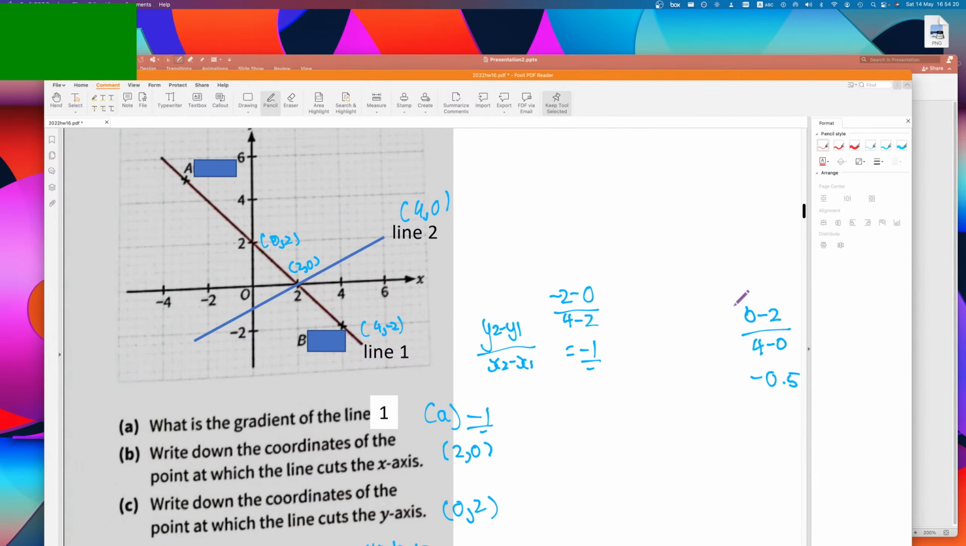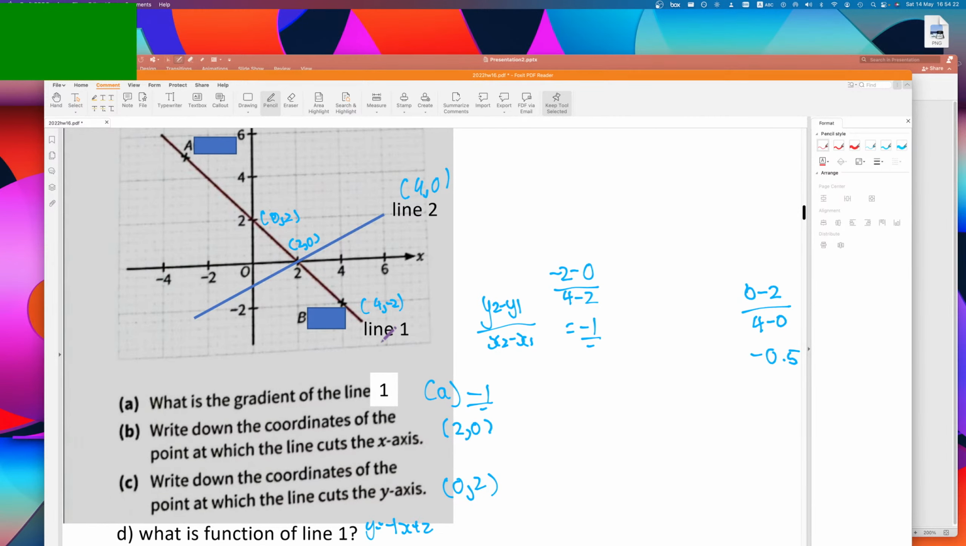I would say this question is the simplest. Why? Because gradient of line 1, so you just use the y1 minus the what? Line 1 is, which one do you actually use? These two? Yeah. Next time, can you label? If you don't label, it's very hard for me to see.